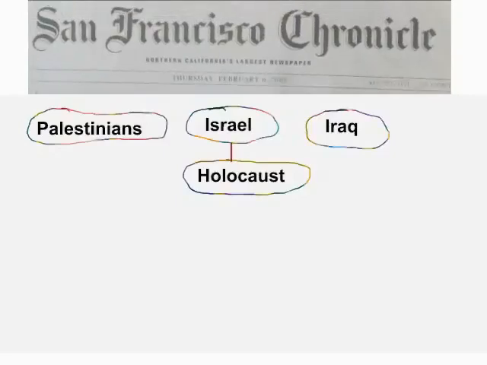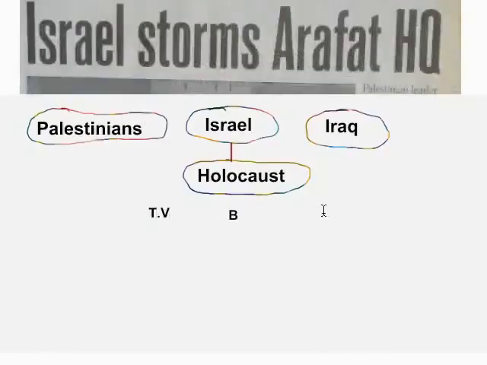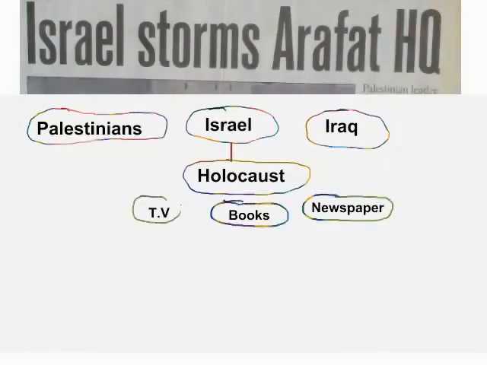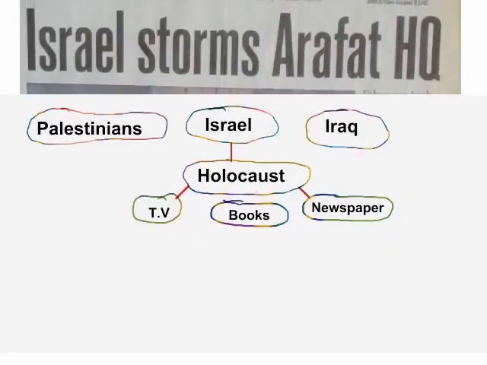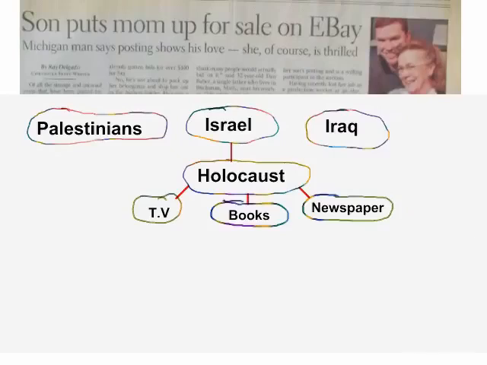We could learn about the Holocaust through TV shows, books, newspapers. But look at the quality of the newspaper. Here's a Mideast headline in the San Francisco Chronicle: Israel storms Arafat headquarters. But with so many important things happening in the world, look what the editor chose for the top story of the day. A cheesy humor piece. Son puts mom up for sale on eBay.